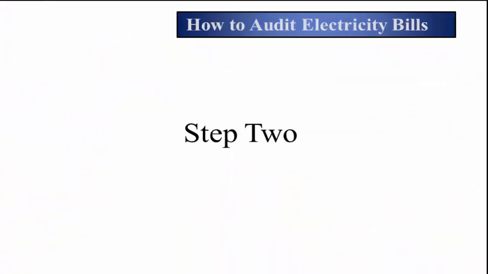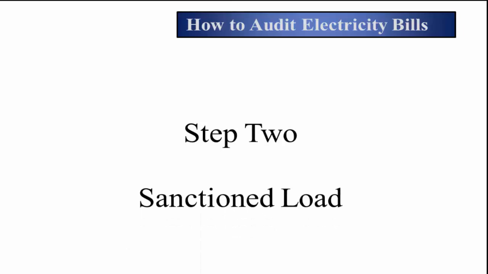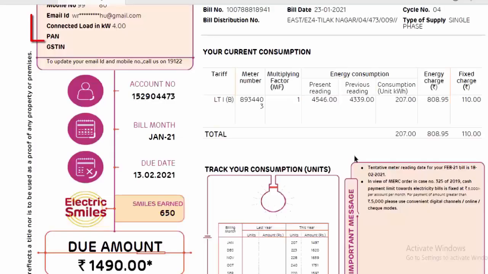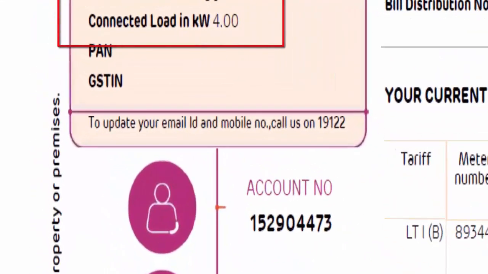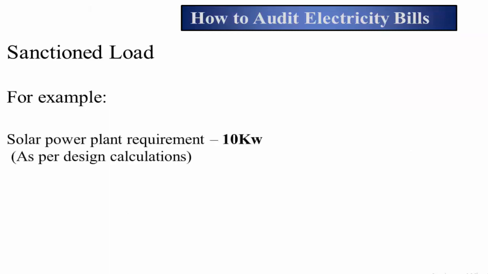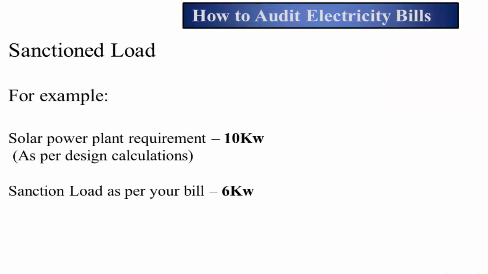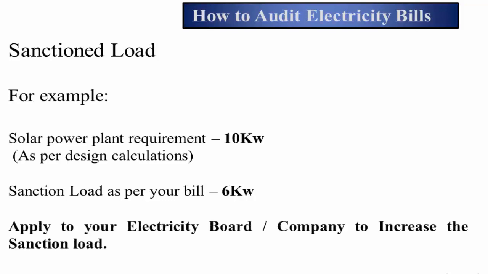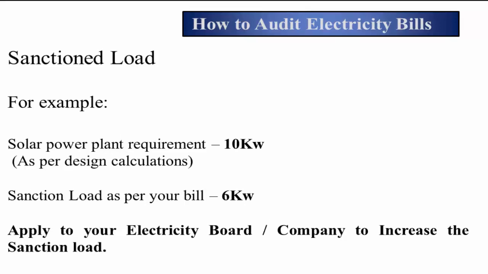Step number 2. To know the sanction load. It is important to know the load sanctioned by the electricity company. If your sanction load is less than the planned requirement, then you need to apply to the electricity board or the company to increase the sanction load. For example, your solar plant requirement is 10 kilowatt and your sanction load is only 6 kilowatt. Then you need to apply to the electricity board to get it sanctioned to 10 kilowatt.